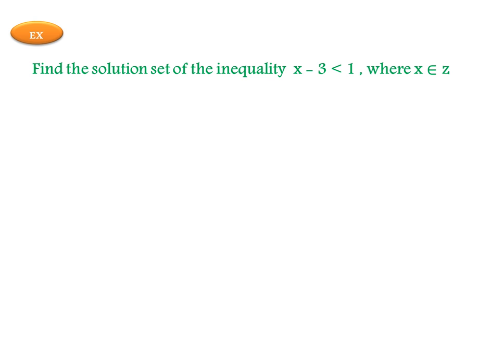Find the solution set of the inequality x minus 3 less than 1, where x belongs to Z. Then we search for all possible elements that make the inequality satisfied. We have to solve the inequality as we would an equation.